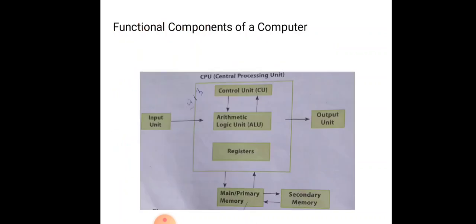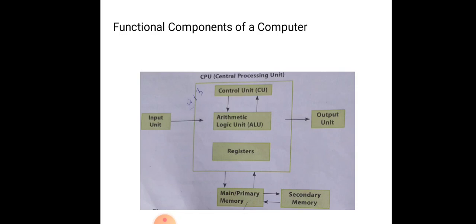Now, functional components of a computer, the basic structure of a computer. It is also known as von Neumann architecture. We have an input unit. Through the input unit, we give input to the CPU. Then we have a CPU in which all the processing takes place, and the result shows in the output device.